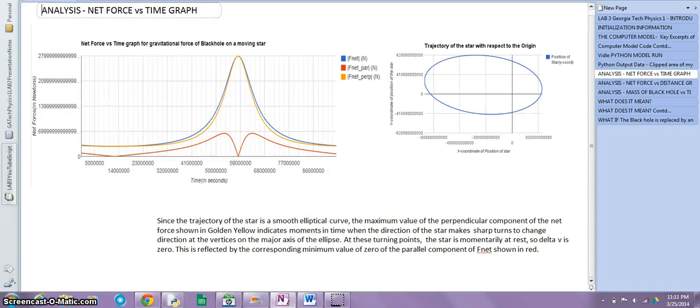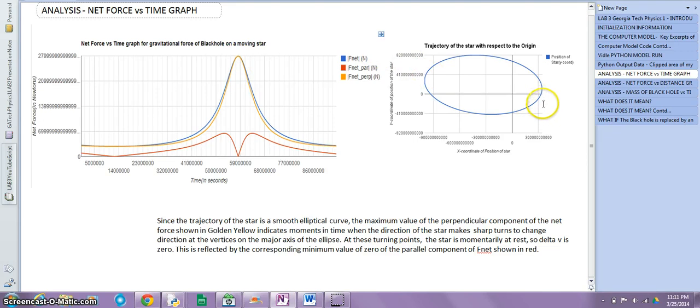The net force versus time graph. Since the trajectory of the star is a smooth elliptical curve, the maximum value of the perpendicular component of the net force, shown in gold and yellow here, indicates moments in time when the direction of the star makes sharp turns to change the direction at the vertices on the major axis of the ellipse.